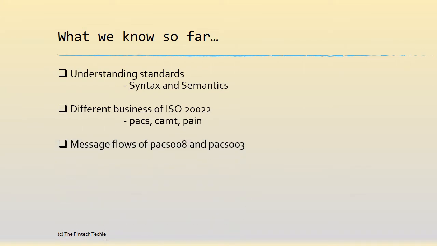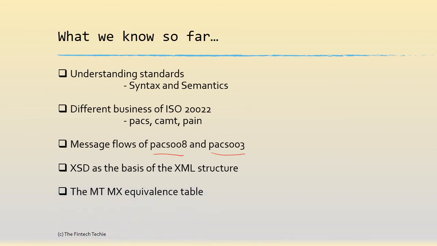And then we saw the message flows of pacs.008 and pacs.003. 008 is a credit and 003 is a debit message. And then we saw XSDs. XSDs are the basis of the XML structure. The XML schema definition forms the very core of how the XML is going to look. And finally, we saw the MT to MX equivalence table. MT being phased out, we saw what MT messages are being replaced with which MX messages and the reason for that. So this is what we have seen so far.